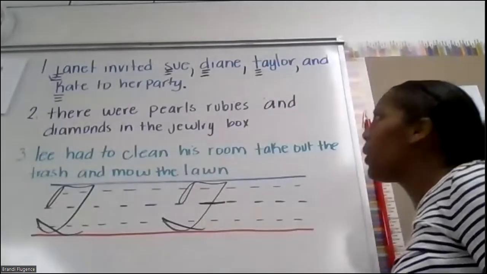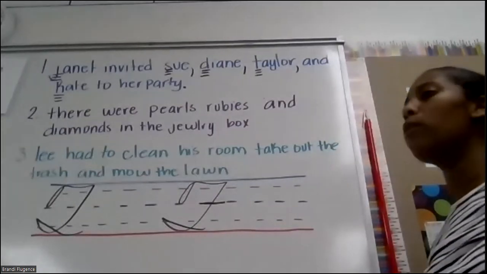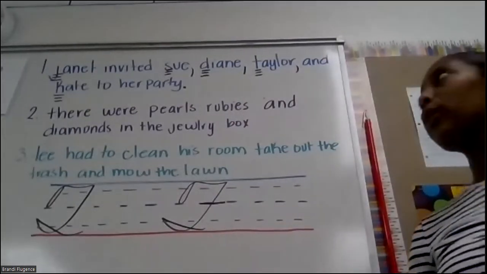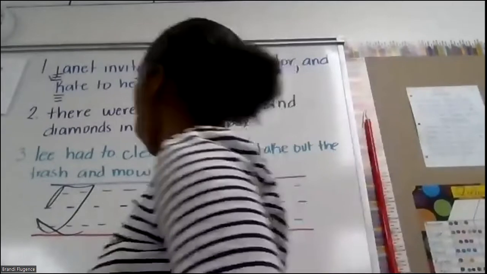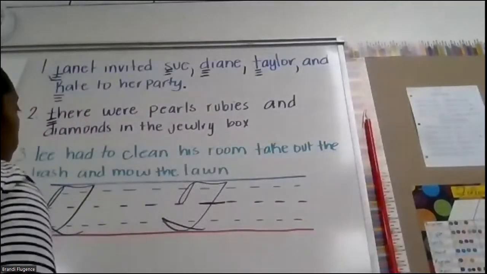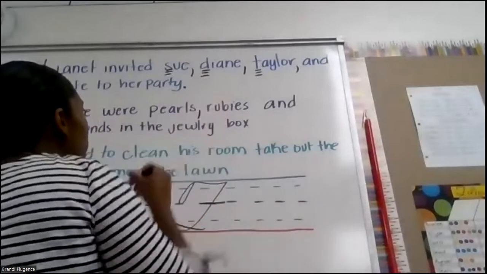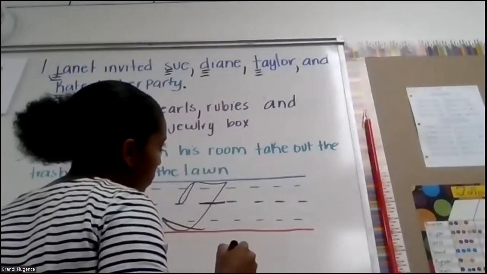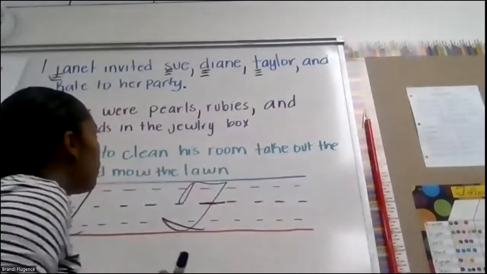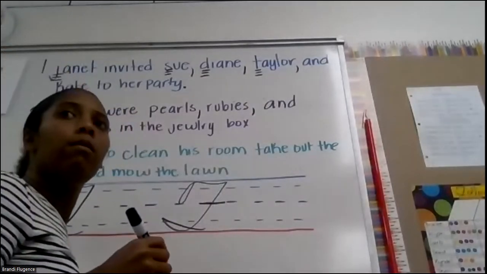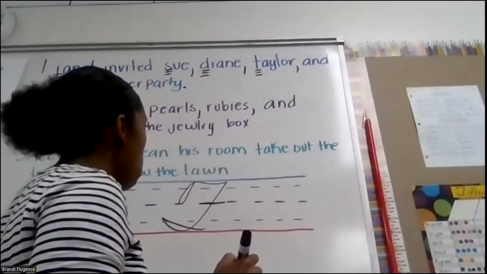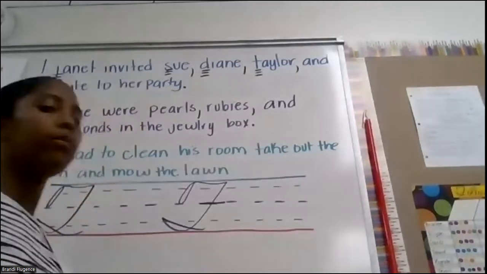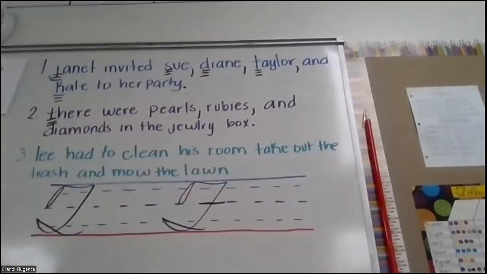All right, number 2, there were pearls, rubies, and diamonds in the jewelry box. There were pearls, rubies, and diamonds in the jewelry box. Capitalize first letter T, and put a comma after pearls, and between rubies and, comma after rubies, and a period. That is it. Good. Number 3, Lee had to clean his room, take out the trash, and mow the lawn.